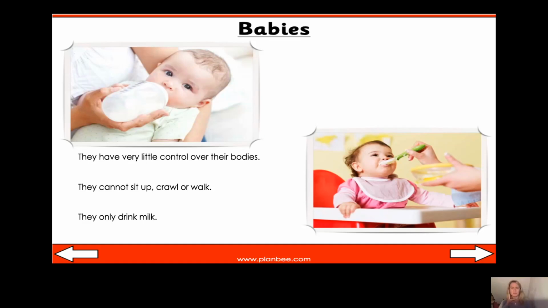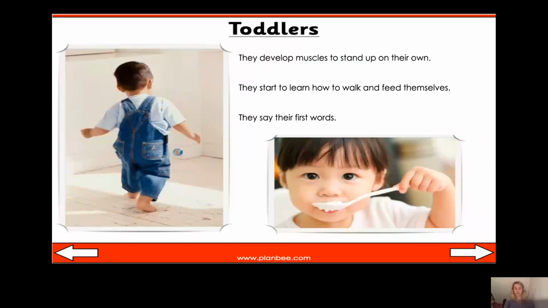Now, can you remember what the next stage is? Yes, you're right. The next stage is a toddler. Now, a toddler is between the age of 1 and 3. Okay, now when you're a toddler, your muscles start to develop. So you get stronger, which means you are now able to stand up on your own. Once you're able to stand up on your own, you start to learn how to walk, don't you?